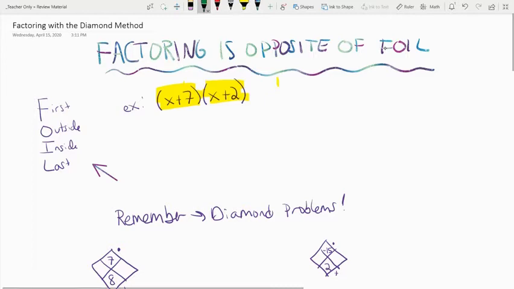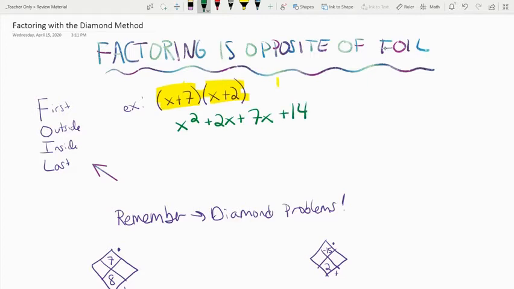So what we're going to do is we FOIL it, and that means we take the first terms, which is x times x, to get x squared. Then we take the outside terms, x times 2 is 2x. Inside terms, 7 times x gives us 7x. And then last term, 7 times 2 gives us 14, okay?